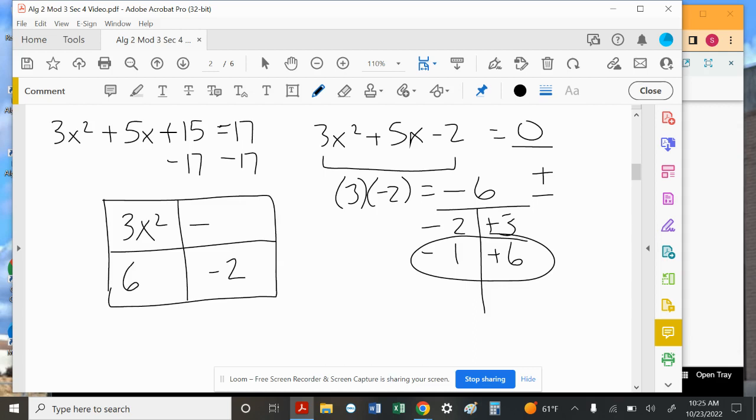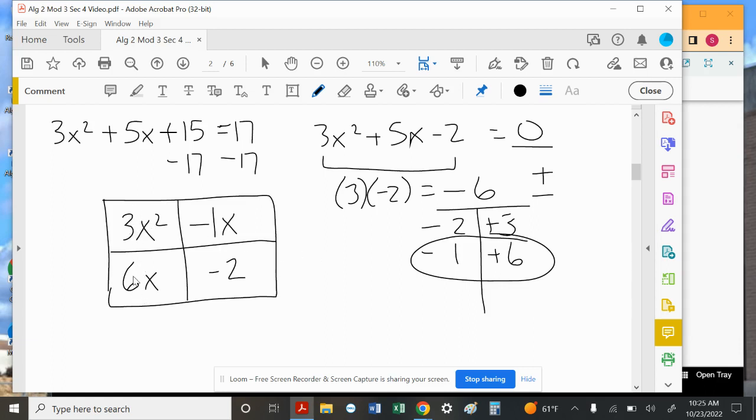So I have my negative 1. Remember to put in the x. Of course, I didn't write in the 1 just because I didn't feel like it. I could have put a 1 there. It's okay to do that. It's not going to hurt it. And then we're going to do this now.